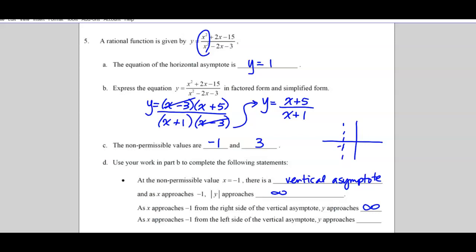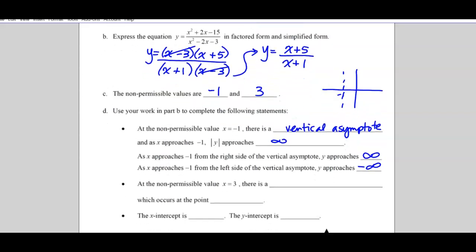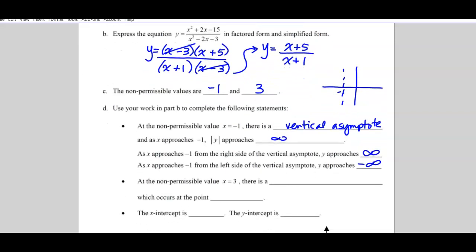As you approach -1 from the left, that would be a value like -1.1. So -1.1 plus 1, is that positive or negative? Negative. Small negative, this would still be positive. So that's a big number over a small negative, which would be negative infinity. Okay? Again, we're going into detail here. We're not going to test you on that in huge amounts, but next semester in calculus, you'll do a lot more.